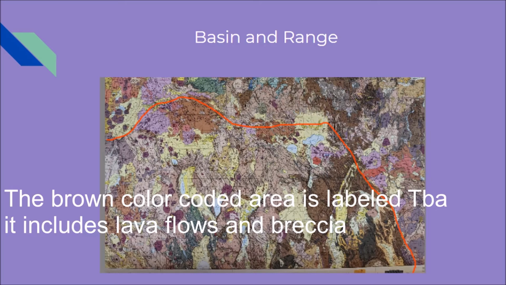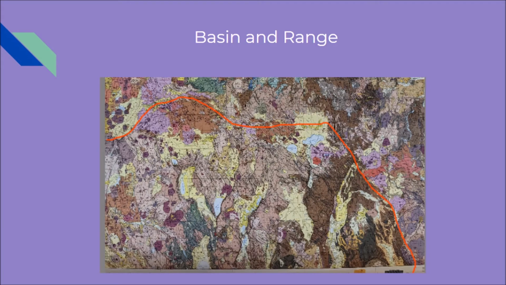You have a layer color coded in brown. It's called the TBA, and it includes lava flows and breccia. Contains basalt and andesite, and it also includes sedimentary rocks which contain vertebrate fossils from the Miocene.